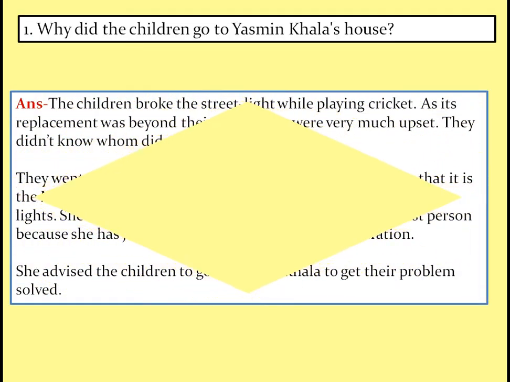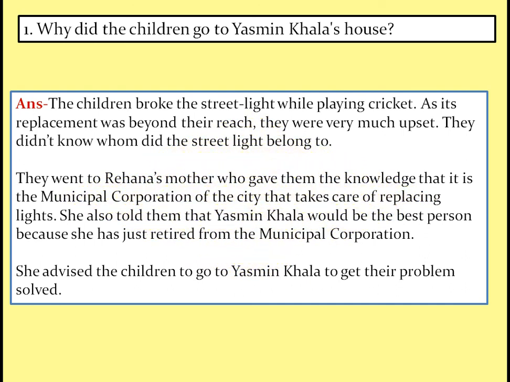So the answer is here for you. Please see the answer properly. The children broke the street light while playing cricket, as its replacement was beyond their reach. So they wanted to know about that and they were upset. So they went to Rihana's mother, and she acknowledged that the municipal corporation of the city takes care of it, but she doesn't know much deeper information. So she told them that Yasmin Khala is the best person to give all the answers to their questions, and she advised them to go there.